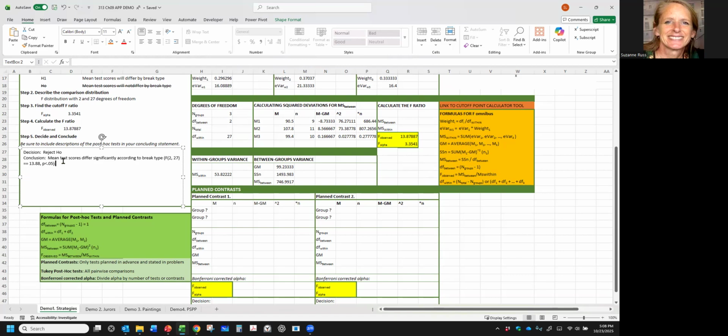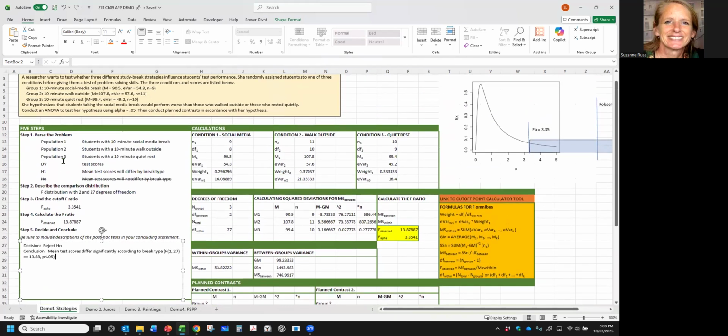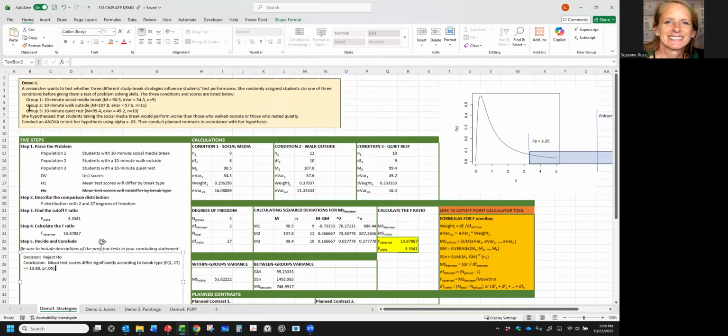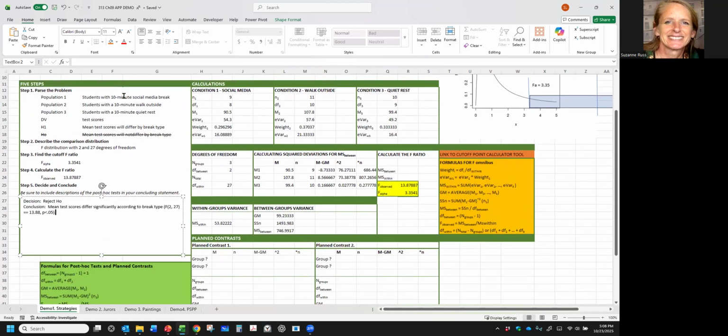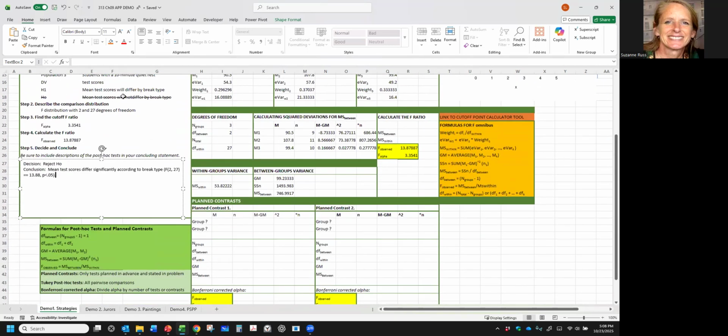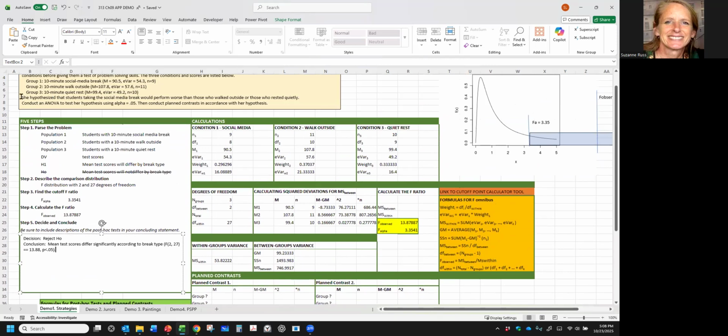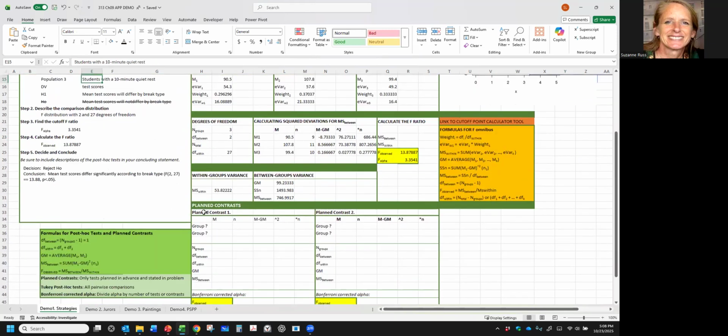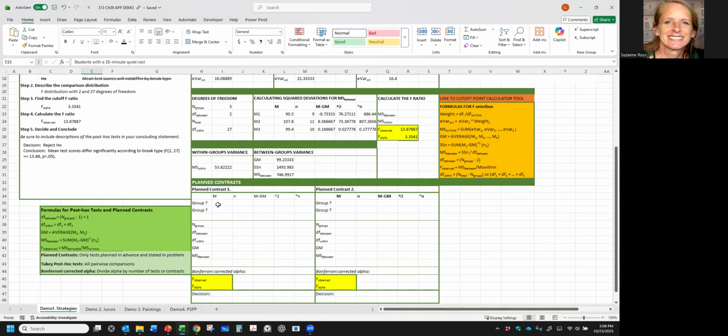But we know that we don't actually know much about where these differences lie. All we know is that they're different. But someone who's looking at this and wanting to figure out what they might do or act on will have a little difficulty because we don't know which of these groups were significantly different. So we're going to go ahead and do some planned contrasts. These are stated in the problem. It says that she hypothesized that students taking a social media break, that is, those in population 1, would perform worse than those who walked outside or those who rested quietly. So we're going to be comparing 1 with 2 and 1 with 3. Let's go ahead and do these planned contrasts.